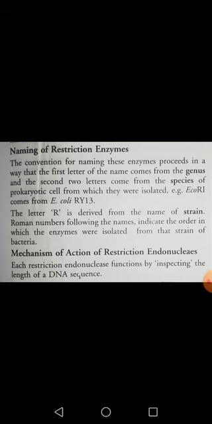Similarly, I have one more example, EcoRY13. E comes from Escherichia, CO comes from coli, RY is the strain, and 13 is the sequence. Is it clear? So in this way we go for the nomenclature of restriction enzymes.